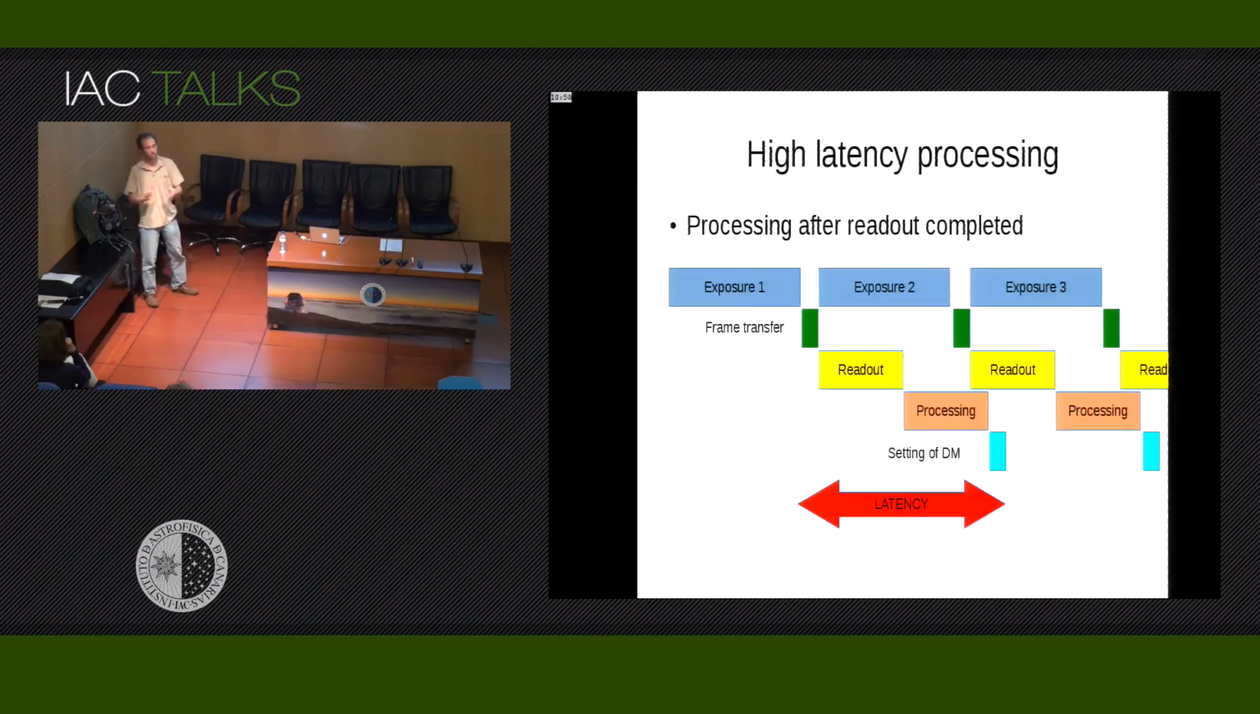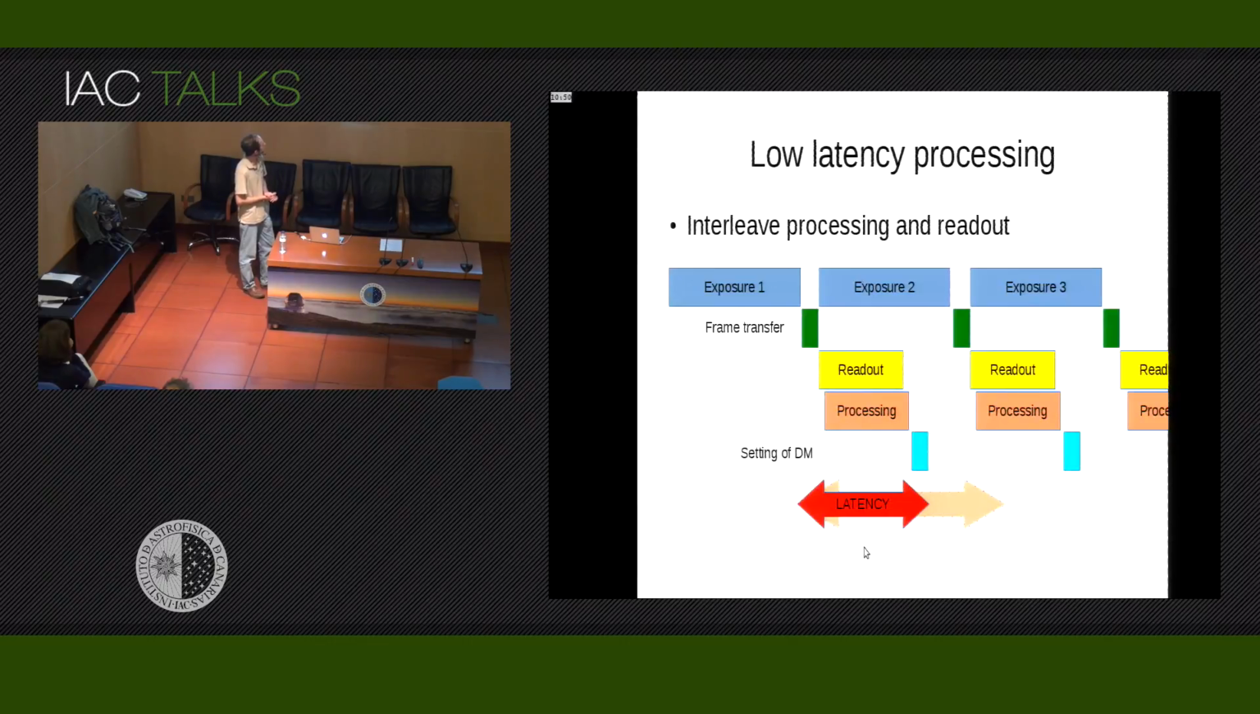So if you want high latency, this is one way you can do it. You expose your camera here. Now, most AO wavefront sensors tend to be frame transfer devices. So you expose your camera for a certain length of time, you do your frame transfer, you then do your readout, which takes a bit of time, you then process your data, and you set the DM. And your latency is from here to here. It's the end of the exposure to when you set your DM. Okay, that looks fine. But of course, we can do better than that.